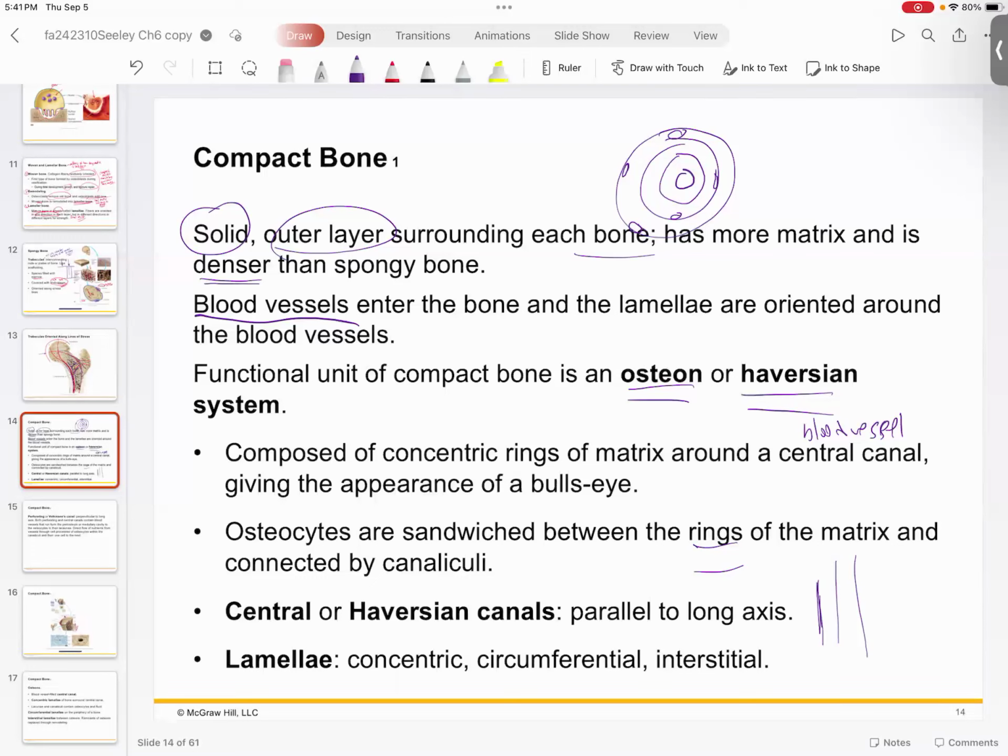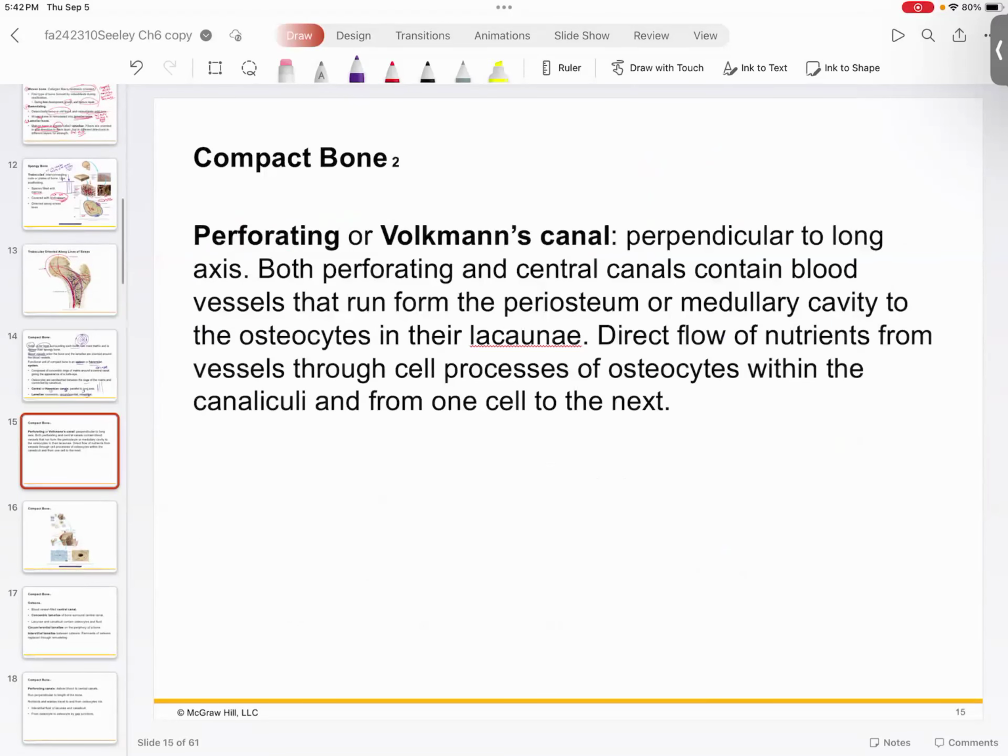And then the lamella, as it's being laid down in compact bone, will have three different types of patterns. You'll either have concentric, which basically means you're laying it down in rings. You have circumferential, which basically means you're laying it around the circumference of a circle. Or you'll have interstitial, which basically means inside or between. Okay, so we'll take a look at each one of those here in just a second.